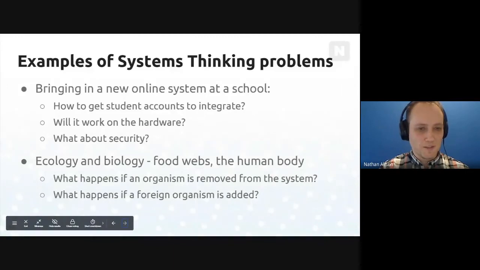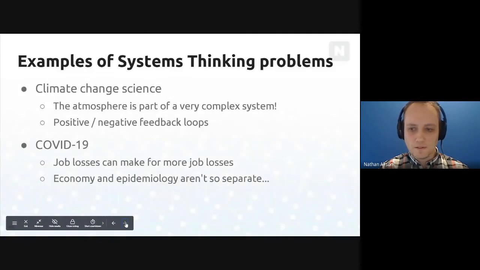We already talked about the ecology one. Oh, Sandra says the de Bono hat. Yeah, I think the de Bono hats, you know, the blue hat and the red hat, that's a definite way of analyzing systems thinking problems.